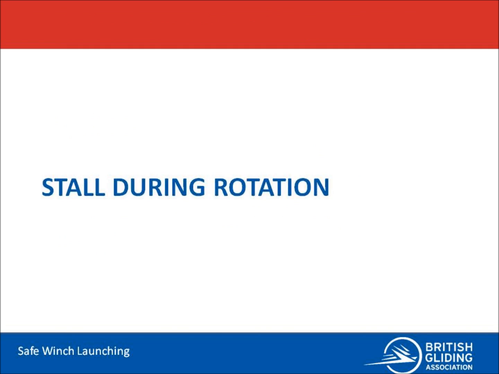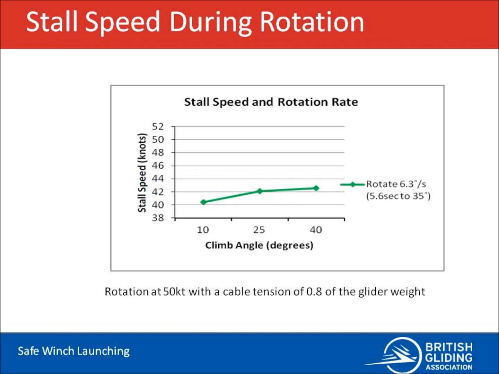Let's investigate the conditions for a stall during rotation. This chart shows how the stall speed during rotation increases as the rotation rate increases. The example used is a glider with a 1G stall speed of 34 knots. At a modest rotation rate of 6.3 degrees per second, taking the glider 5.5 seconds to reach a climb angle of 35 degrees, the glider's stall speed has increased from 34 knots to about 42 knots.